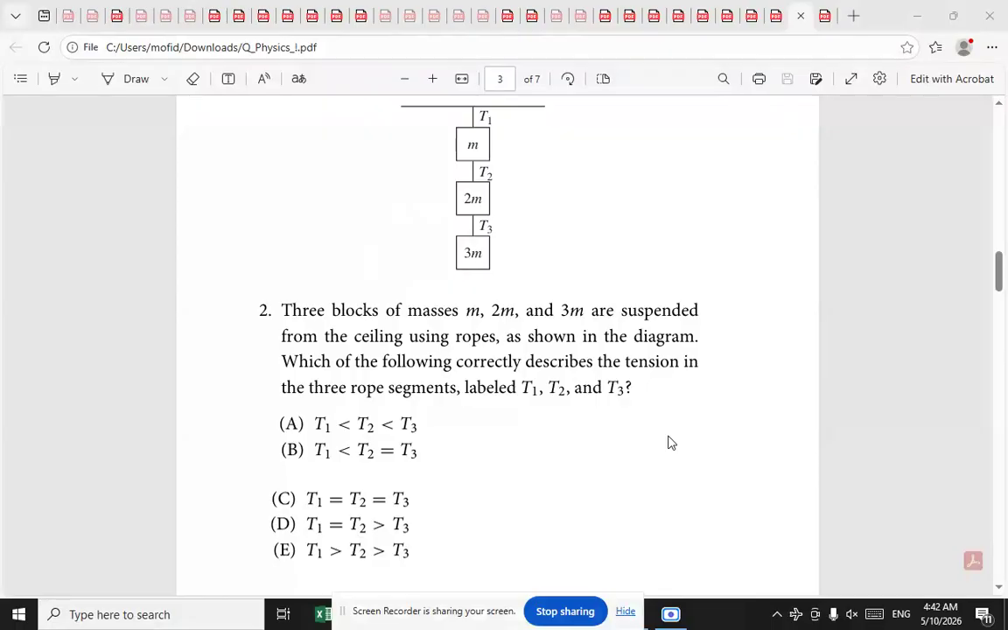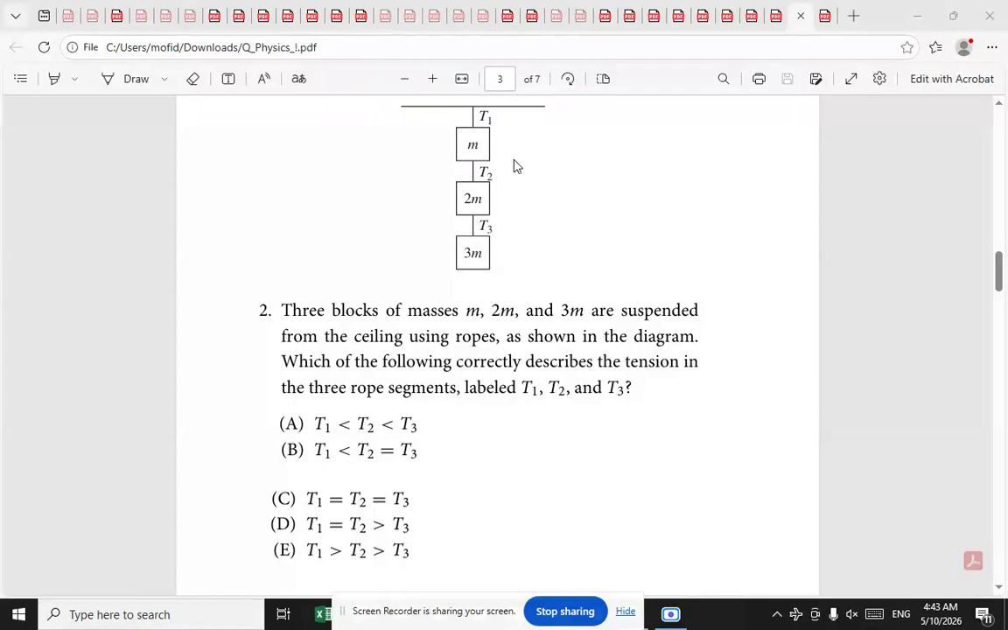In order to solve this question, we need to refer to Newton's third law, which says that any action has the same reaction in the opposite direction. You see that the blocks are hanging from the ceiling by the aid of strings, and these strings are related to each other, and each block is attached to a specific part of the string. We want to know which string carries more, or whether all of them carry the same.